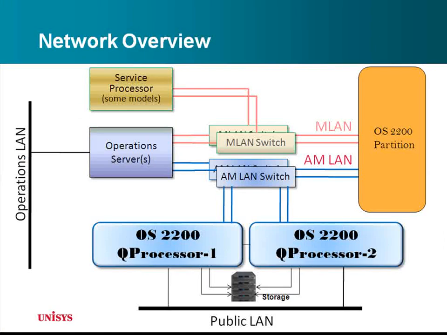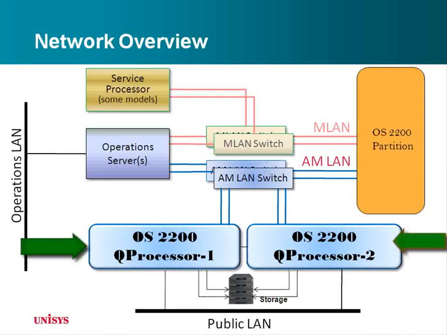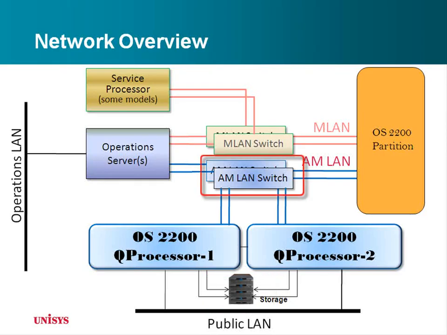Let's review the network. As you can see, for a single HA cluster pair, there would be two OS 2200 QProcessors that have access to some external storage. There'd be a pair of AM/LAN switches and an OS 2200 partition and some operations servers.